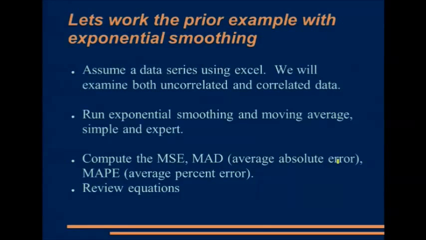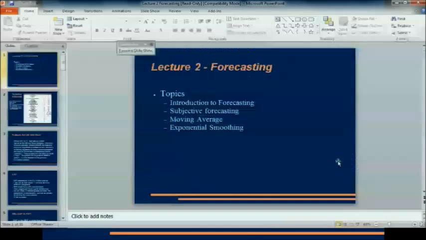So let's assume that we have some data in Excel, and we're going to run exponential smoothing and moving average on the data to get a forecast, and then compute mean squared error and mean absolute deviation. So I'm going to open up Excel here.